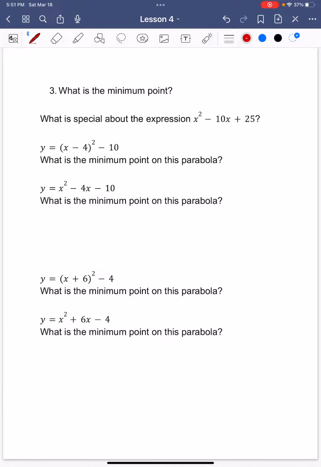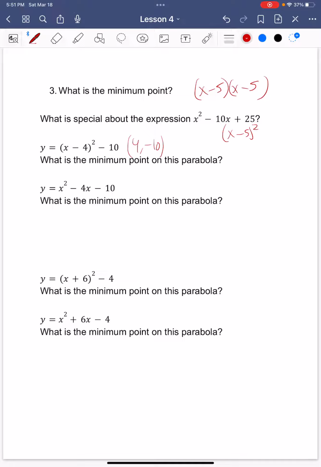So what is special about the expression x squared minus 10x plus 25? Well, it's a perfect square. Let's try to factor it. What two numbers multiply to positive 25 and add to negative 10? Well, that's negative 5 and negative 5. So this expression could be written as x minus 5 squared. That's going to be important in finding the minimum point on parabolas that are in the quadratic form. So what is the minimum point here? Well, that's simple, just 5 comma negative 10.